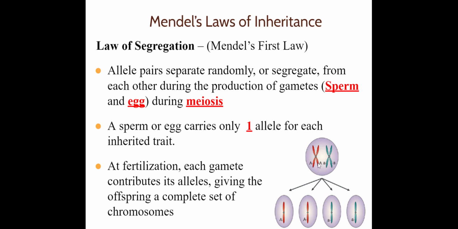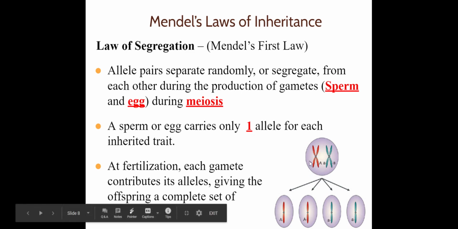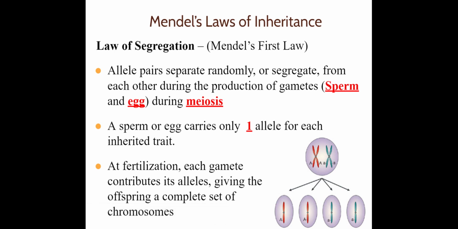This is widow's peak here. The widow's peak is going to be here from the other parent. And then each gamete gets one of these in the gametes because they're going to combine with the other parent to get the other set of chromosomes or that have the genes along them. So each gamete contributes its alleles, giving the offspring the complete set of chromosomes that it needs.